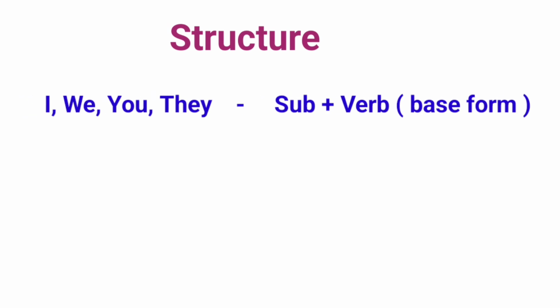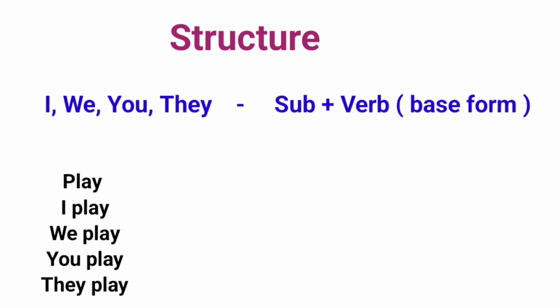Friends, for I, we, you and they, you simply use subject plus the base form of the verb. That means you don't add anything extra to the verb. For example, if the verb is play, you just say I play, we play, you play, they play. That's it.